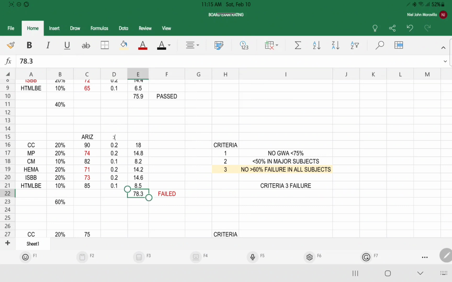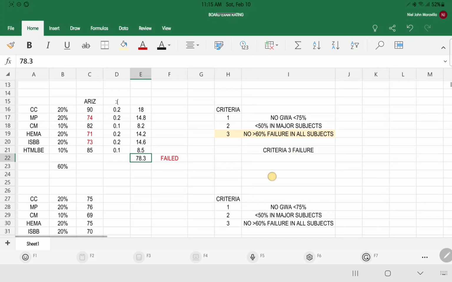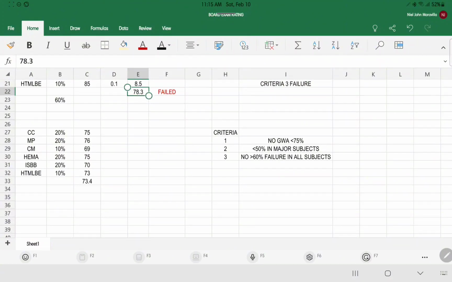So, this one, despite having a passing GWA, he falls short sa criteria, he falls under criteria 3. So this is a criteria number 3 failure. May mga ganito talaga na instances, guys, na malaman ninyo na hala, mataas naman yung rating niya, 80 plus pa, pero bagsak talaga siya. Okay, so sad naman. So let's move on sa next example natin.